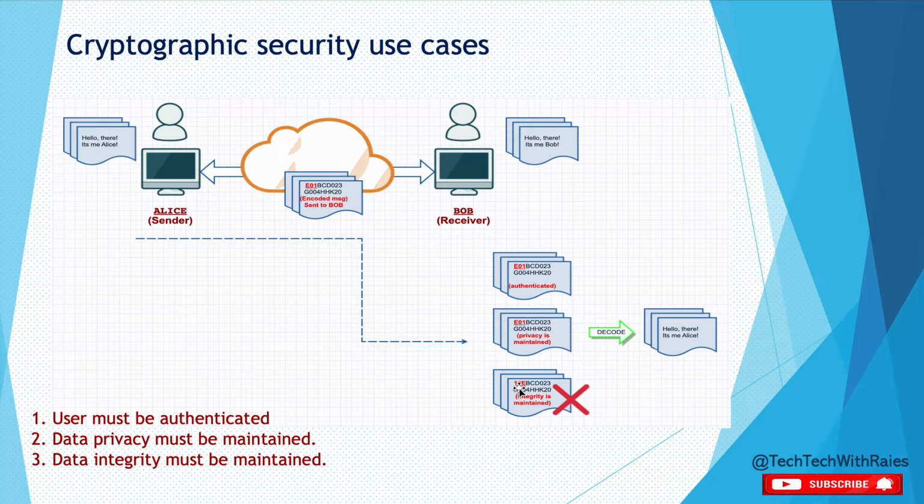So at a very high level I can see there are just three use cases: authentication, data privacy, and data integrity. For the first, the user should be authenticated. Next, the complete message should be encoded so that privacy can be maintained. And third, whatever message is sent, let's say it is encoded in such a way as E01, something like that, then it should not arrive as 10E, something like that. Otherwise the integrity will be disturbed. So there are three use cases: authentication, data privacy, and data integrity.